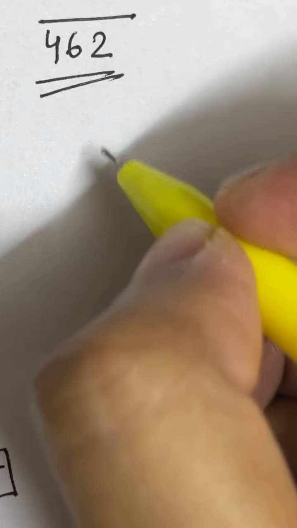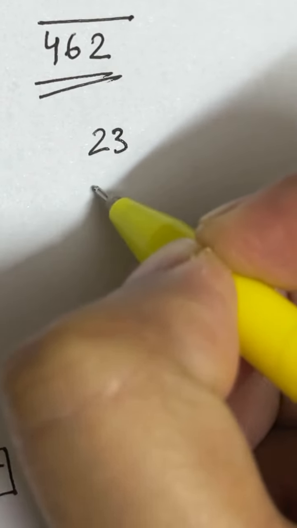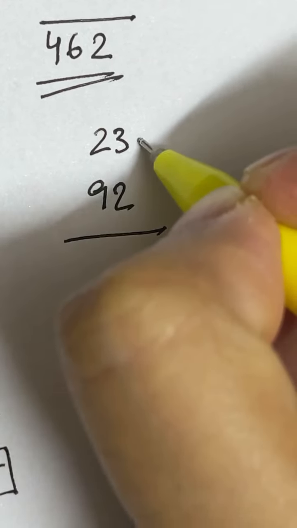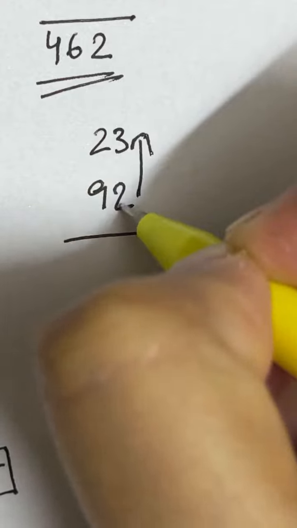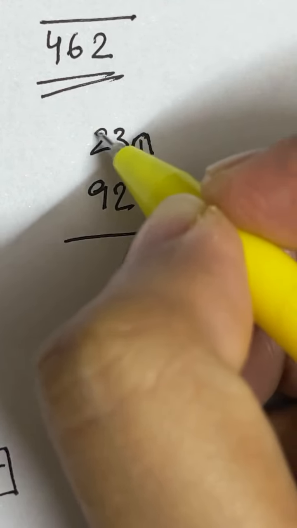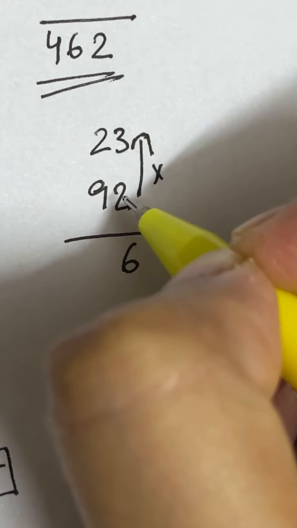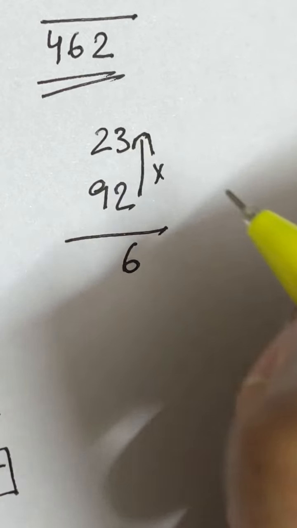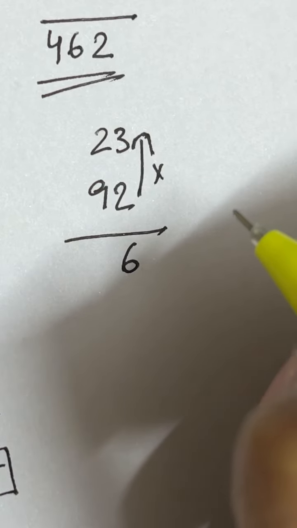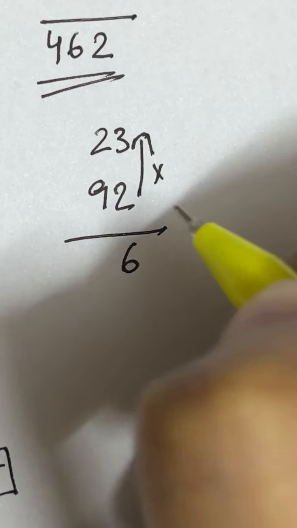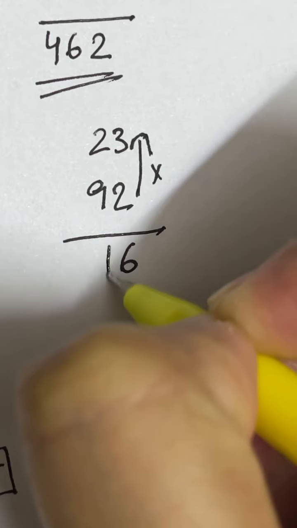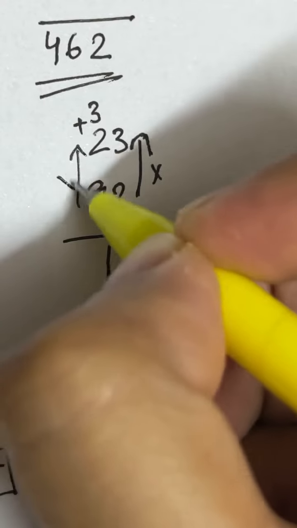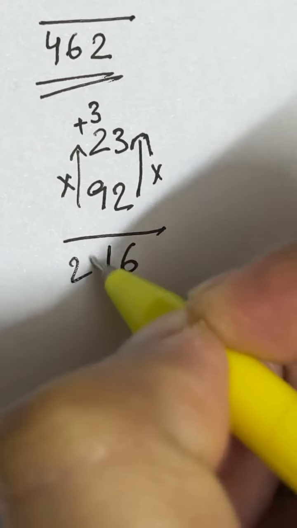Now let's see some more random numbers. Let's take 23 times 92. You just multiply: 3 times 2 is 6. And then cross multiply: 2 times 2 is 4, and 9 times 3 is 27. So you have 27 plus 4, that's equal to 31. You take that 1, and 3 carries over. 9 times 2 is 18. 18 plus 3, 21. Done.